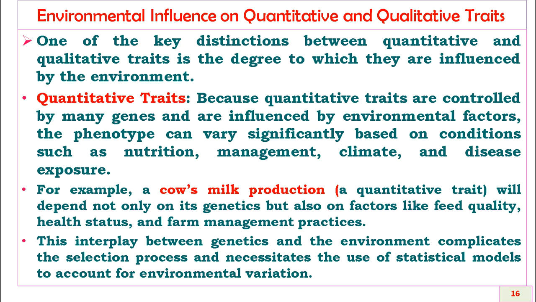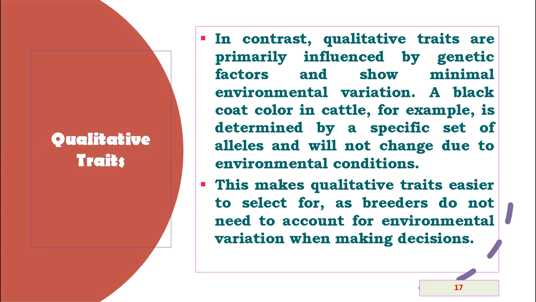Then apart from this, another thing: the qualitative traits show minimal environmental variation. For example, if an animal is black, then the environment will not play an important role. If it is a black color, it will stay black for its entire life and it has nothing to do with the environment. It is already predetermined.